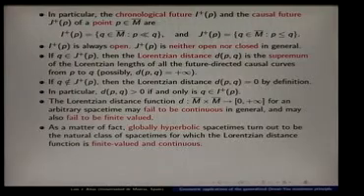As a matter of fact, globally hyperbolic spacetimes are the natural class of spacetimes for which this Lorentzian distance behaves quite well. Here, a spacetime is said to be globally hyperbolic. This is two conditions. First, it is causal in the sense that there is no causal loop in the manifold, and the second condition has to do with the compactness of the diamonds.